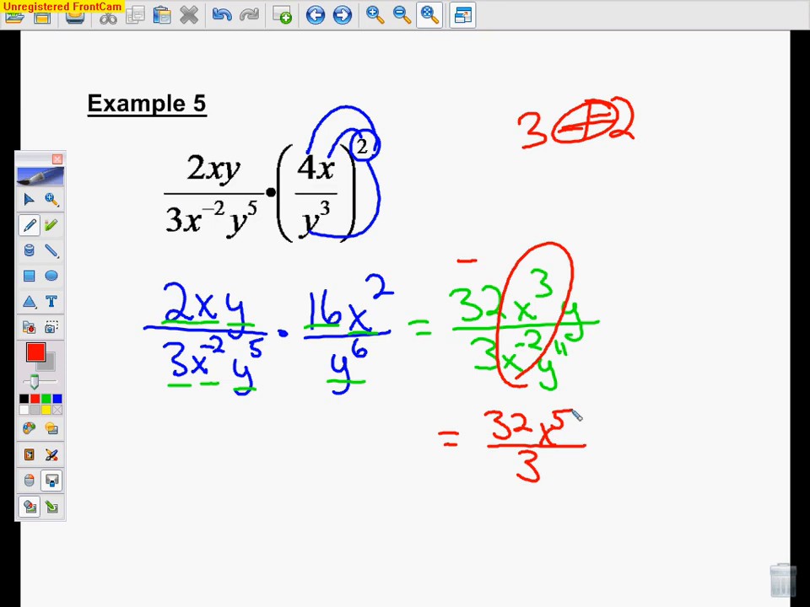All right, now whenever you're dealing with quotients, always start your powers in the numerator. Put this x to the fifth in the numerator. Always start it off in the numerator. If you need to change it later, we will, but start it in the numerator.